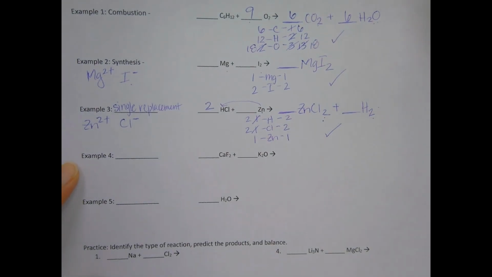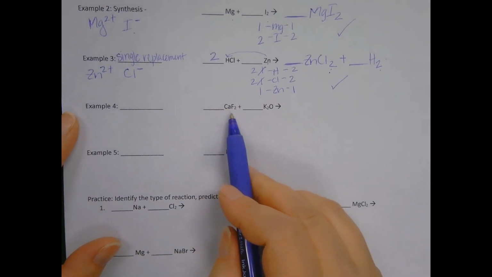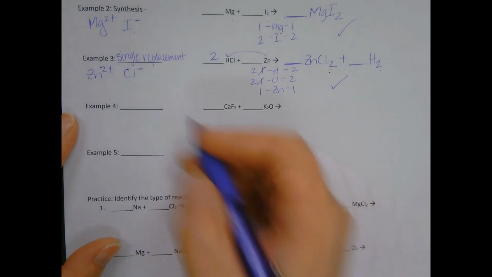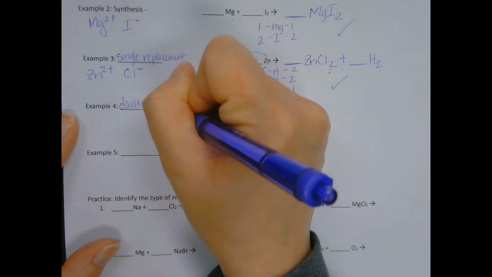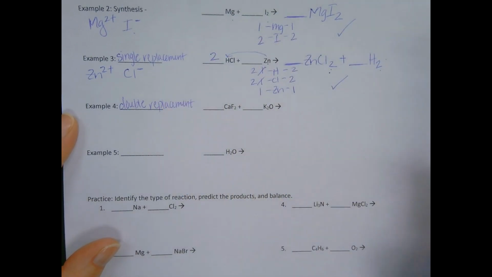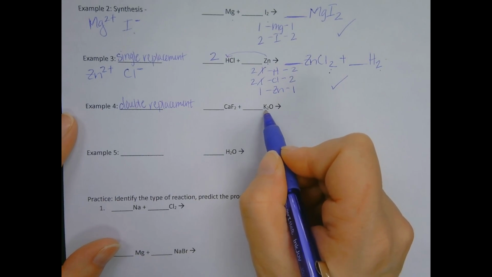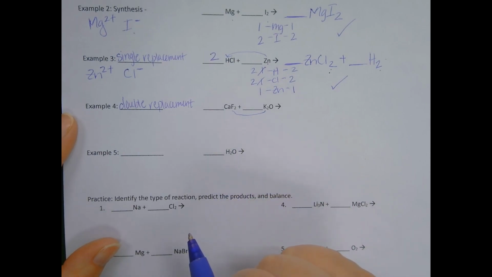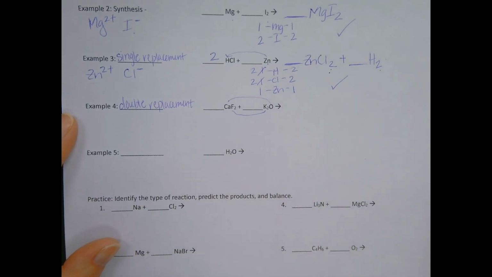Okay, let's look at the next one. First, determine the reaction type. I have CaF2, which is a compound, and K2O, which is a compound. So when I have a compound and a compound, that's going to be a double replacement reaction because we're going to have 2 atoms replacing each other, or 2 ions replacing each other. So the potassium and the fluorine will make a compound, and the calcium and the oxygen will make a compound.